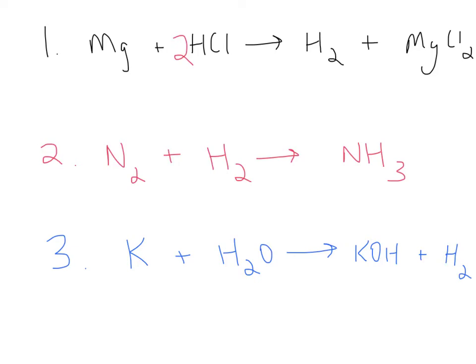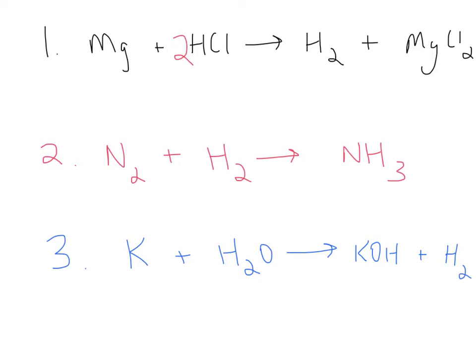Okay, if you did it in a different order, that's okay, as long as you end up with a 2 in front of HCl and 1's in front of everything else. So this reads 1 mole of Mg reacts with 2 moles of HCl to produce 1 mole of H2 and 1 mole of MgCl2. Also, 1 molecule of Mg reacts with 2 molecules of HCl to produce 1 molecule of H2 and 1 molecule of MgCl2. Okay, so let's look at the next one.